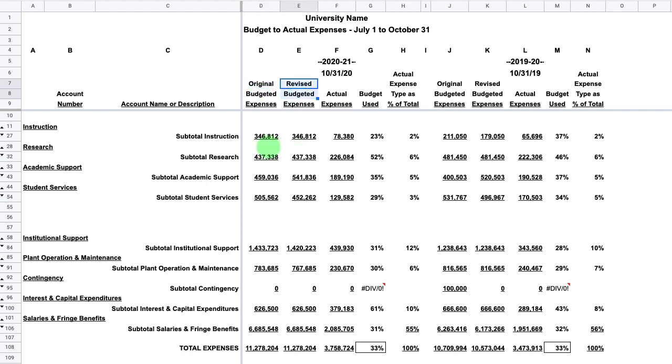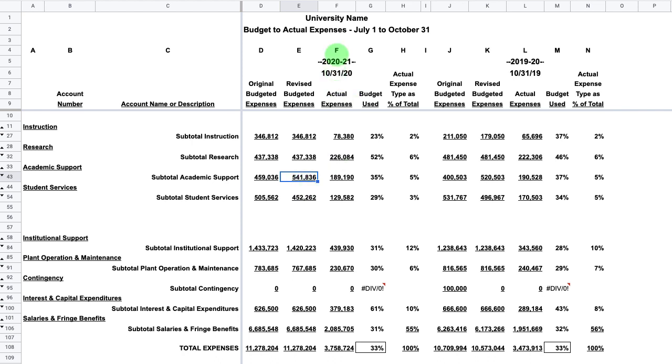So in this case, let's find a piece that changed. Here in the academic support area, something changed, and the original budget for this unit at this time of year was $459,000, and the revised budget went up to $541,000. That was what was budgeted.